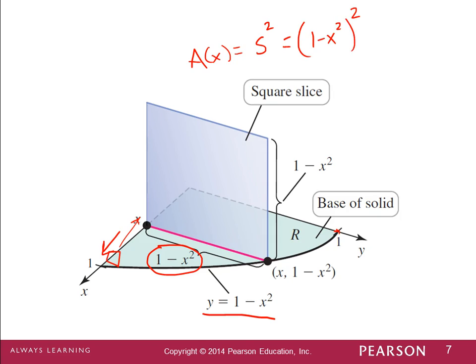Now, why is it the side length squared? What is this shape? It's a square. To find the area of a square, we multiply length times width, which are the same thing, so it's just the side length squared. So we have our area function, and we can use that to integrate. We're going to integrate from 0 to 1 because that's our smallest and biggest x value: from x equals 0 to x equals 1.